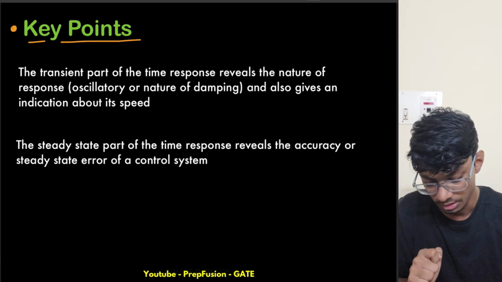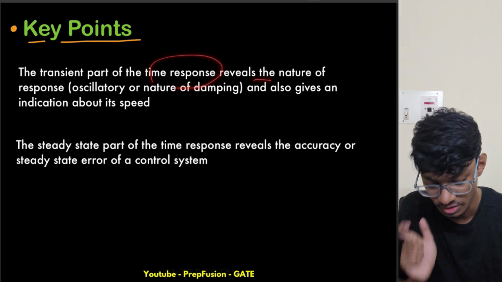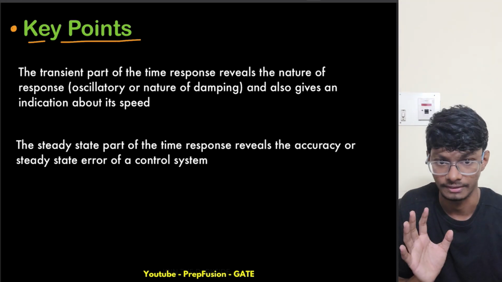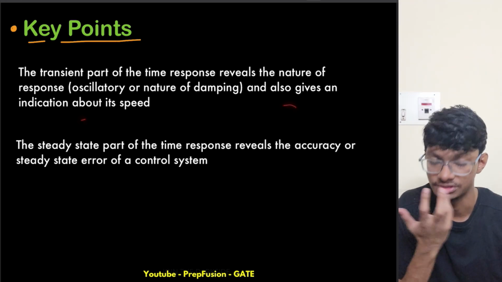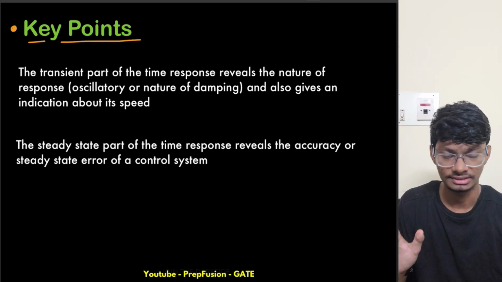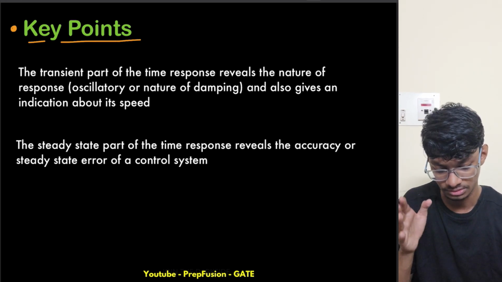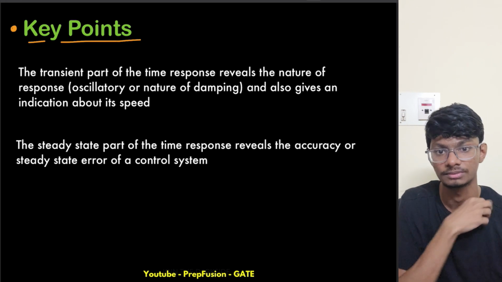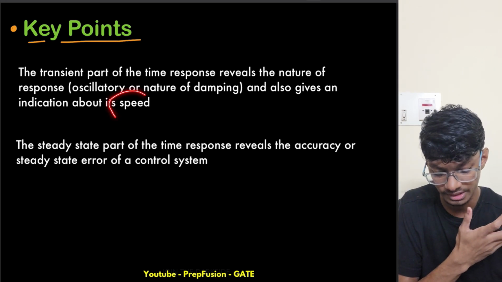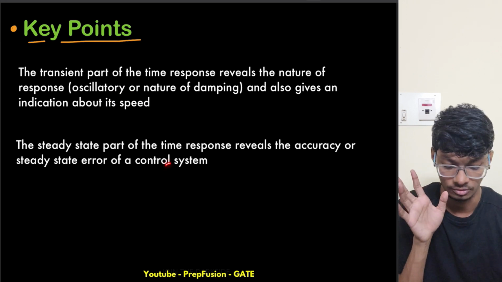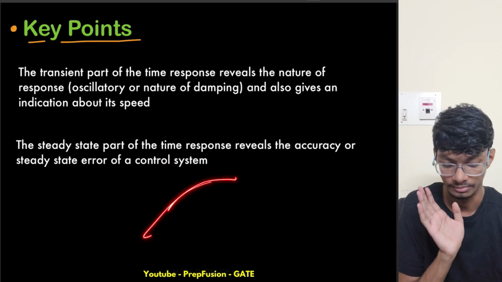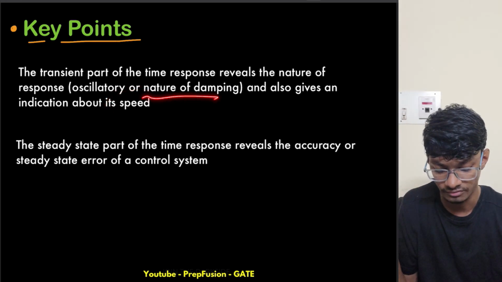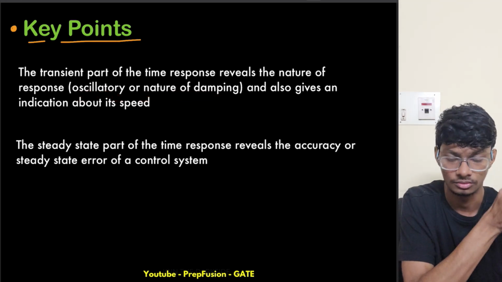Now what is the next point? The transient part of the time response reveals the nature of the response, that is, whether it is oscillatory, or the nature of damping, and also gives an indication about the speed. If you don't understand this, no need to worry, because once I solve a few questions and give you the mathematical proofs, there we will understand. Speed I hope you understand: previously we understood that the time constant tells us about the speed of the system, the dynamic response, all those things. But if you don't understand the nature of damping and oscillation, then we'll slowly go into it in the next few lectures.